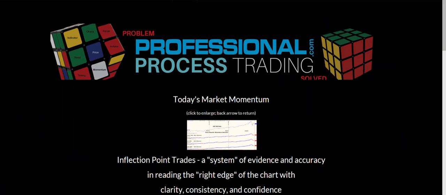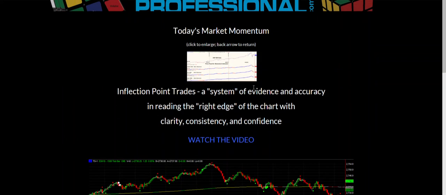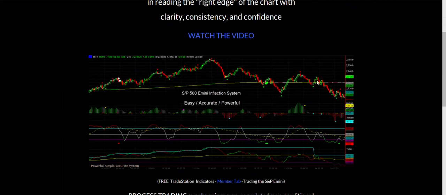It is an S&P E-mini day trading system that runs on TradeStation. It has a number of unique indicators that have been developed with over 20 years of experience to enhance the trading of both new and advanced traders. Inflection Points guides you through the reading of the right edge of the chart so you can clearly see high probability trades. And that's what this video will explain.